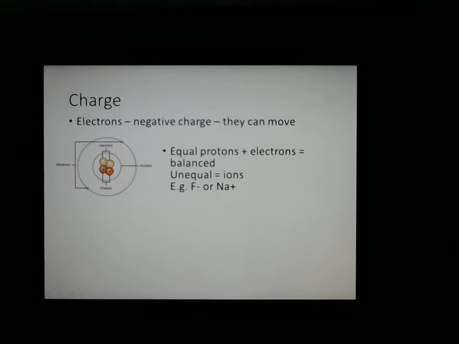And some examples of this would be fluorine. It likes to gain one electron, becomes F minus. Or sodium, it likes to lose an electron, become Na plus. So note, if you gain something here, you're becoming negative. If you're losing something, you're becoming positive.